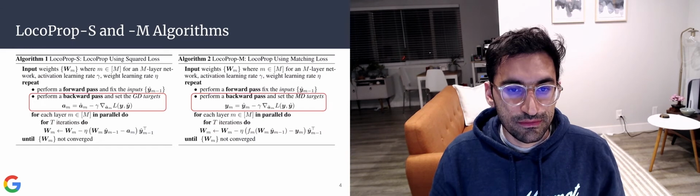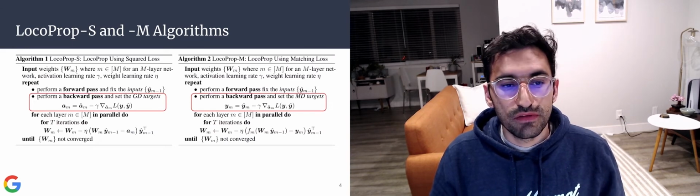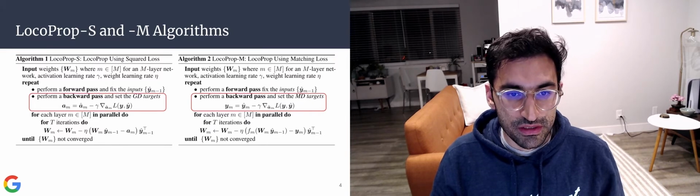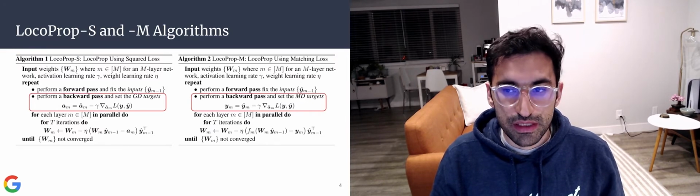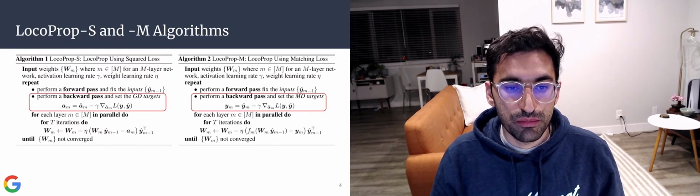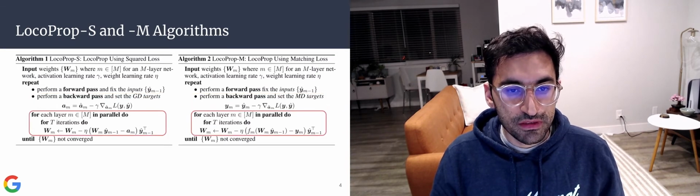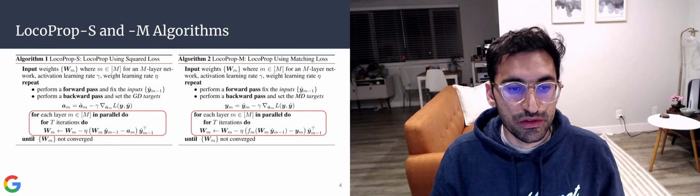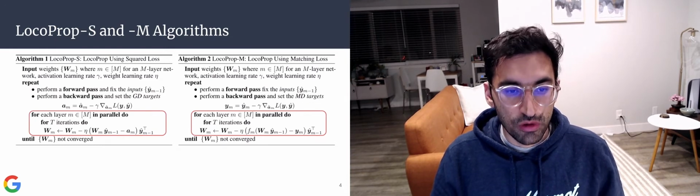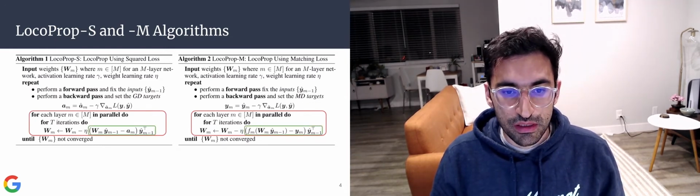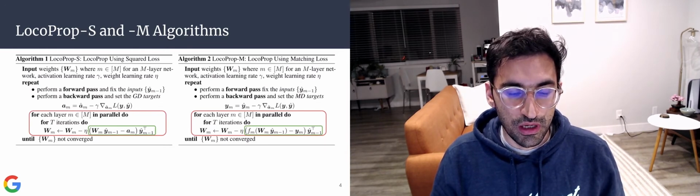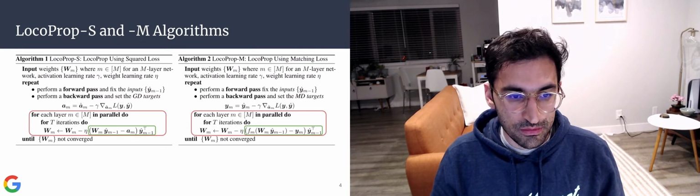In the LocoProp-S case, we calculate the targets by applying a gradient descent on the pre-activations, whereas in the LocoProp-M case, we calculate the targets via mirror descent. After fixing the input and setting the targets, the update proceeds by repeatedly minimizing the local objective function. Here, inside the boxes, we show the gradient of the local loss with respect to the weights.